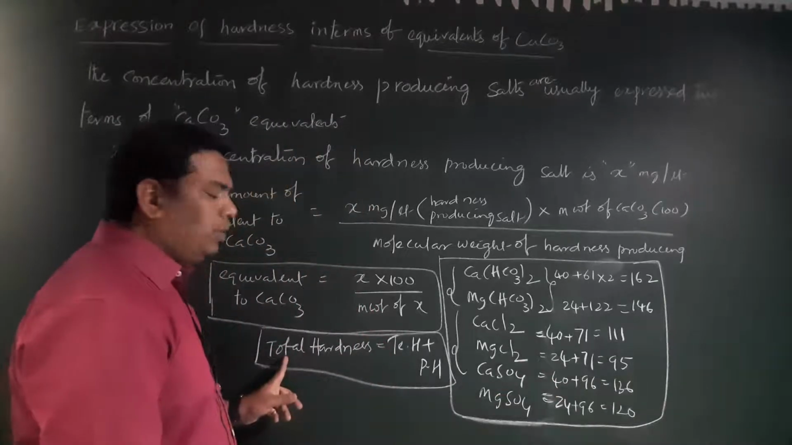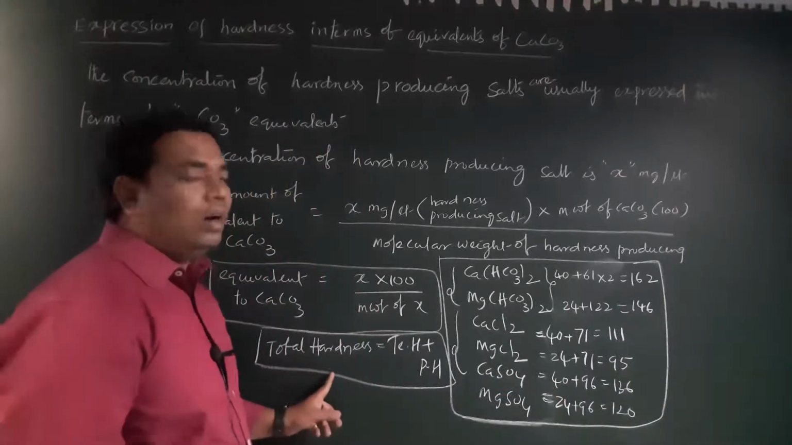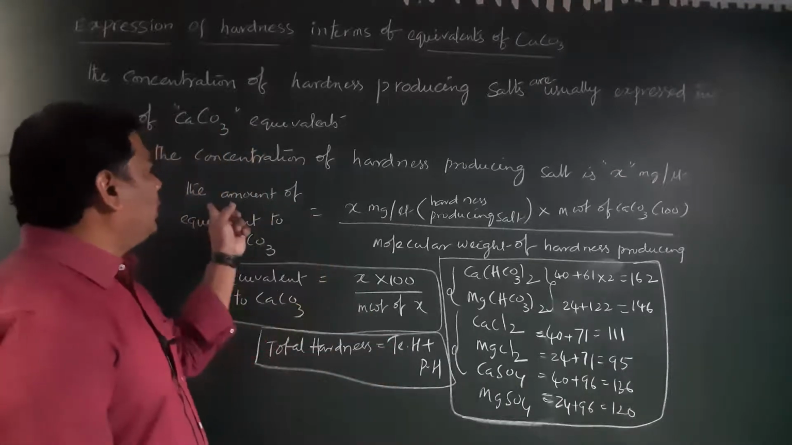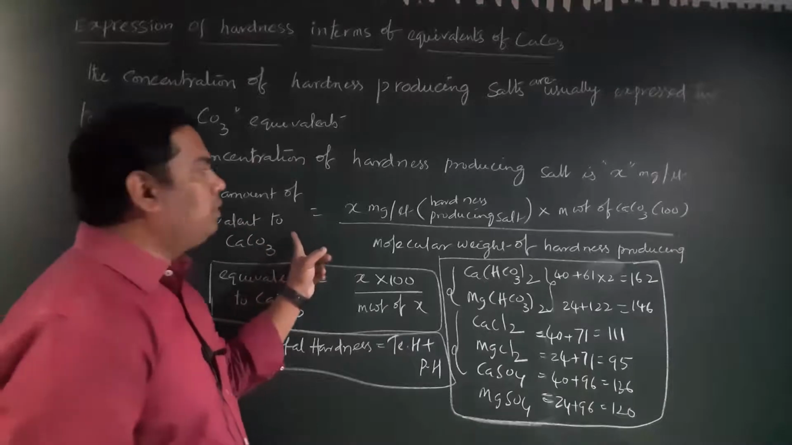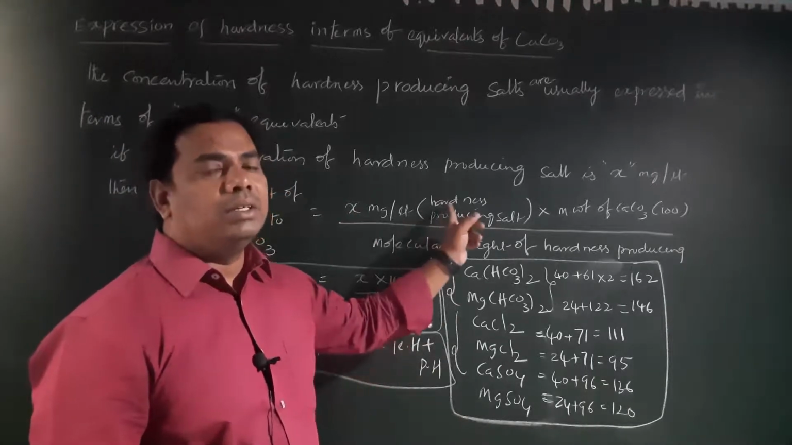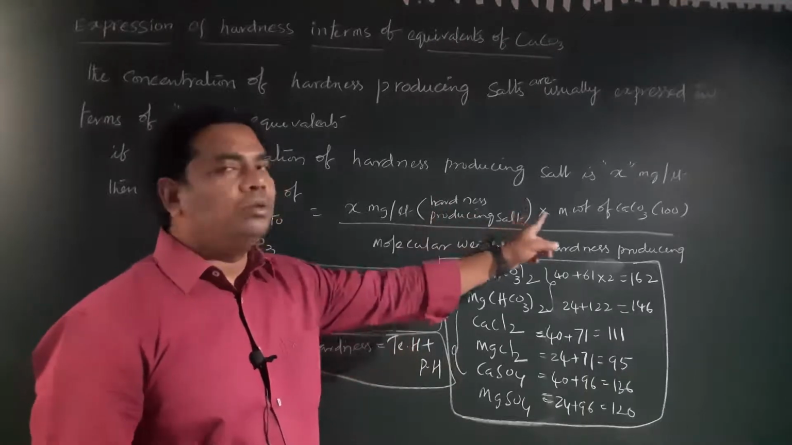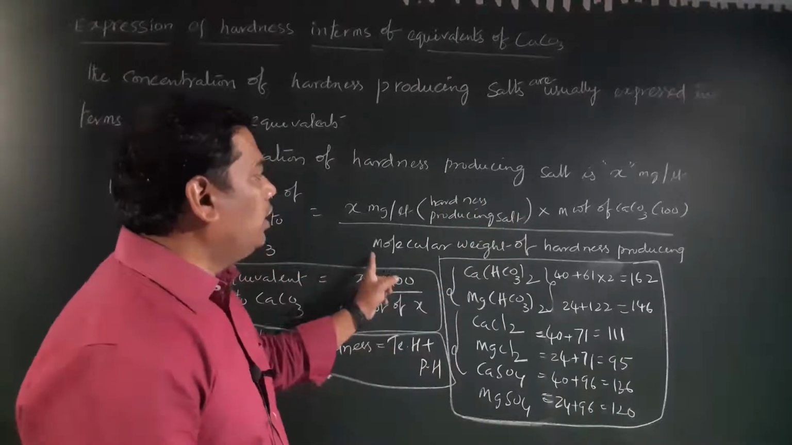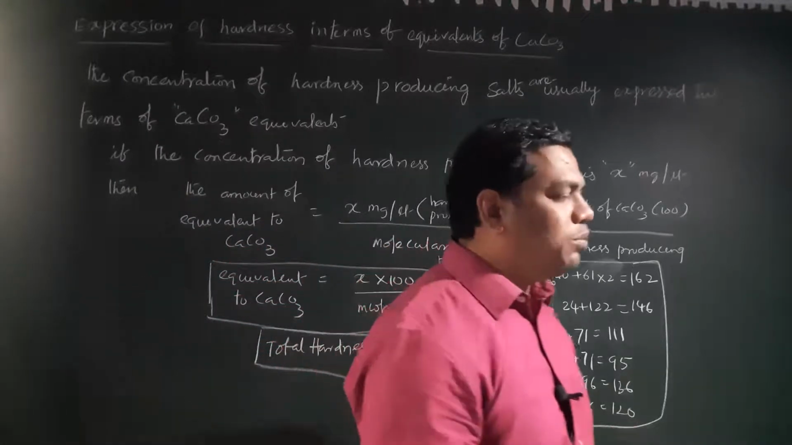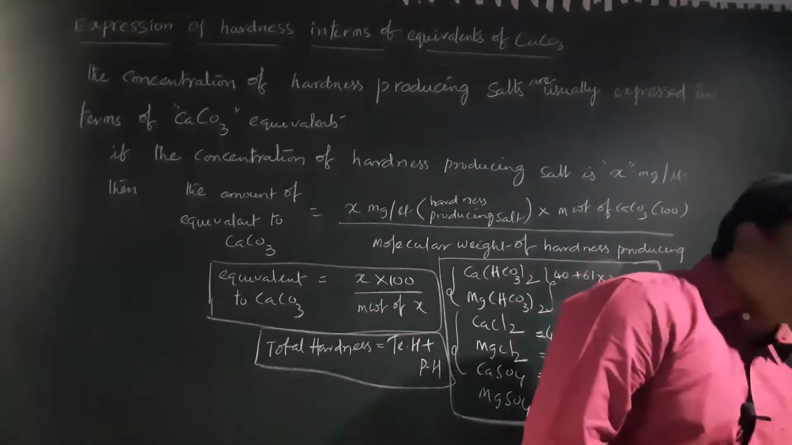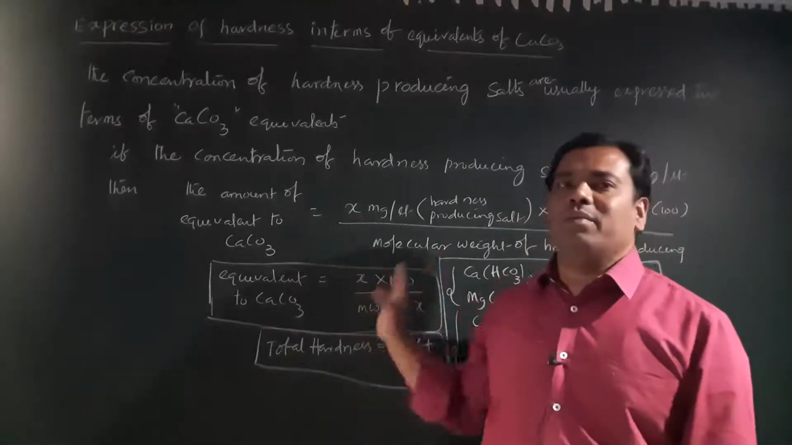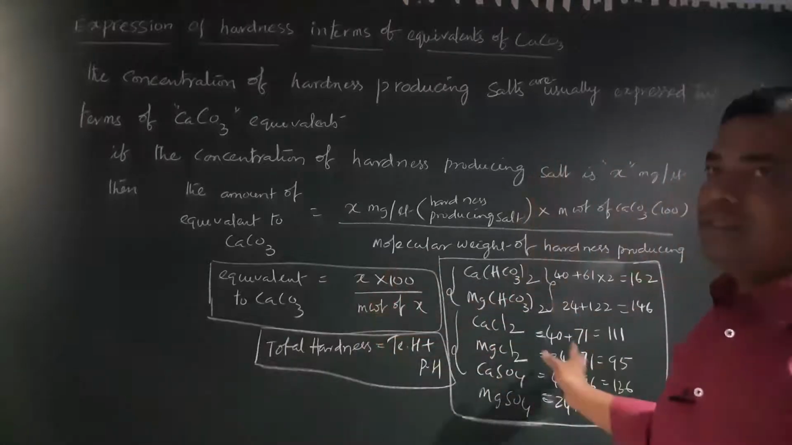So also you can remember the formula: total hardness is equal to temporary hardness plus permanent hardness. And the amount equivalent to CaCO3 is equal to X milligrams per liter, that is the hardness producing salt, into the molecular weight of CaCO3 divided by the molecular weight of the hardness producing salt. So if you substitute the values, then you will get the amount in CaCO3 equivalents. Okay, clear student? So please remember these formulas. These formulas are very important.